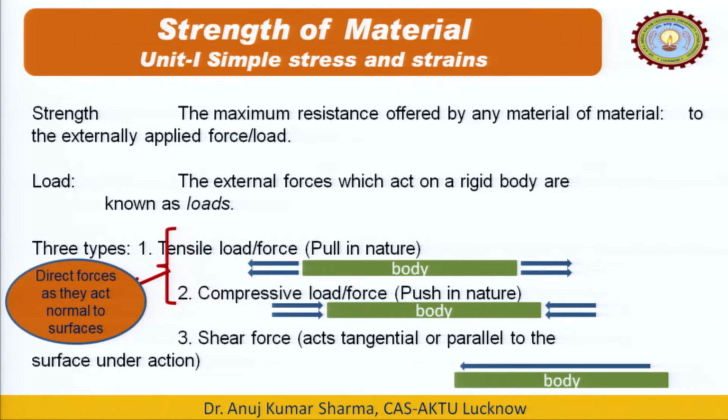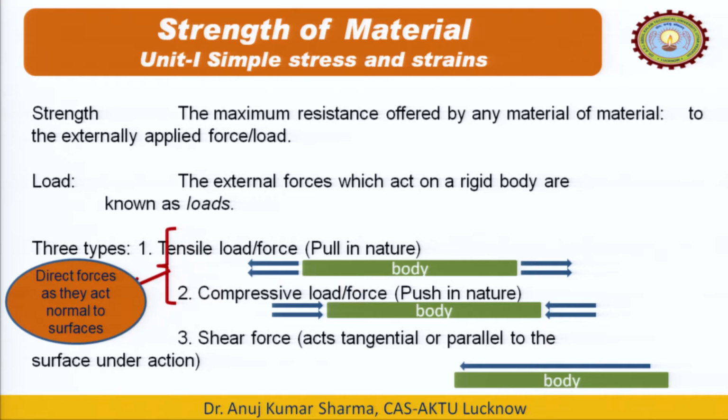It is very simple, we can also explain what is load. Load is basically the external forces which act on a rigid body. These are known as the loads. Generally we can classify these loads in different categories. First is the tensile load, second one is the compressive load, and third one is the shear load or shear force. As we can see, the tensile force and compressive force, these two forces are known as the direct forces. Why are these two known as the direct forces?